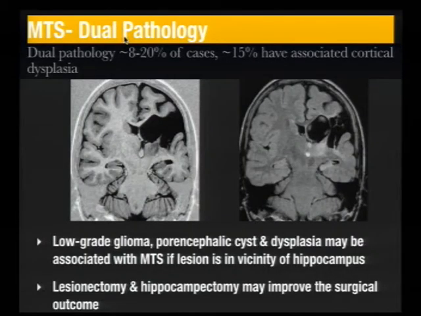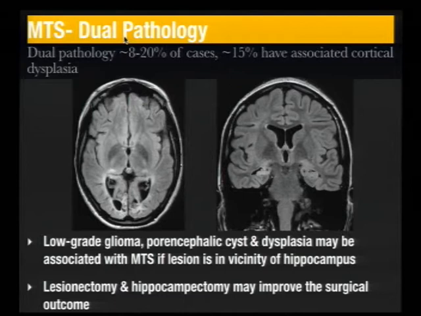Then in 15 to 20% of the cases we can have dual pathology. This is an example of cortical encephalomalacia with mesial temporal sclerosis on the same side. In this example, this patient had a perinatal insult. We can have gliosis, loss of volume in both occipital lobes. In addition, there is a mesial temporal sclerosis on the right side.